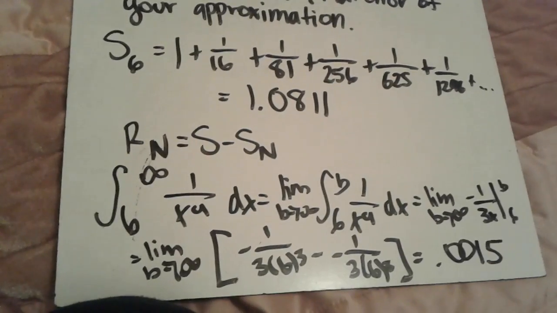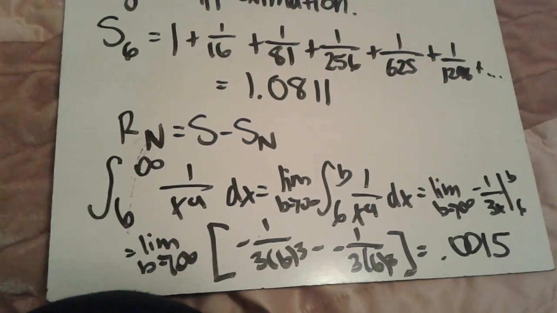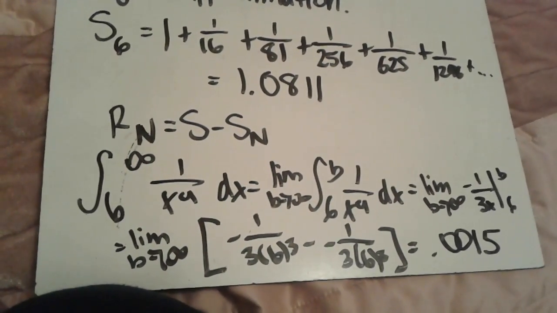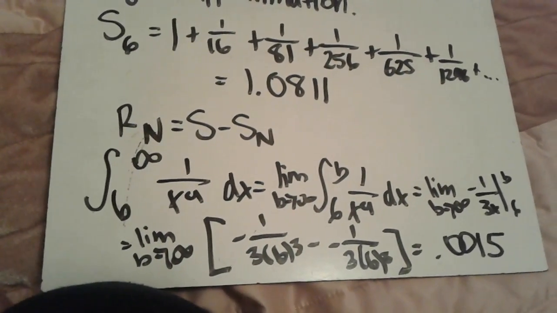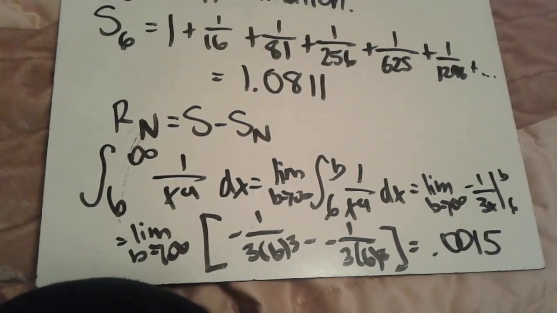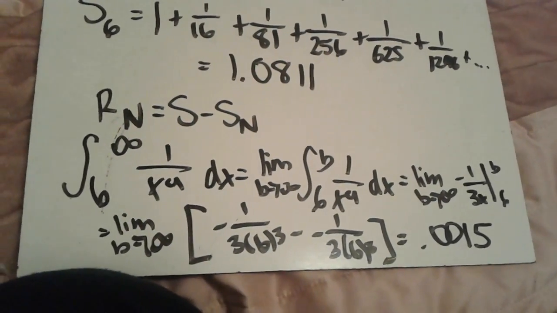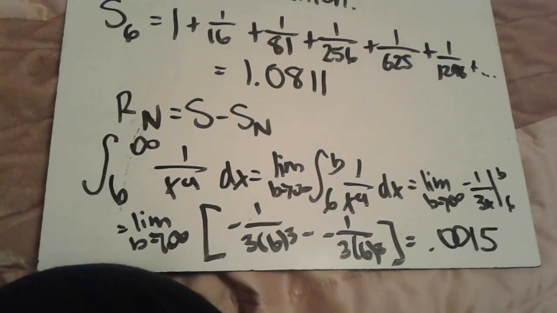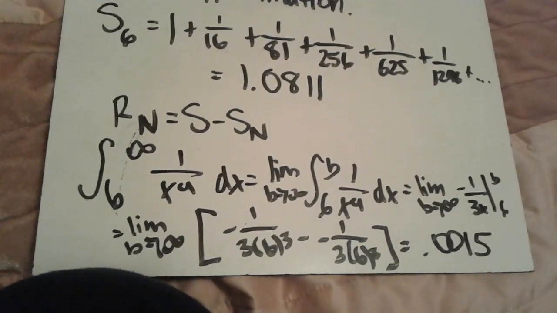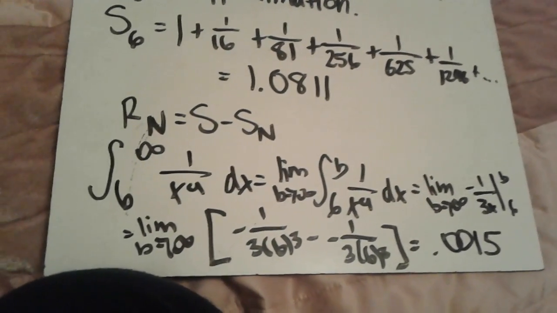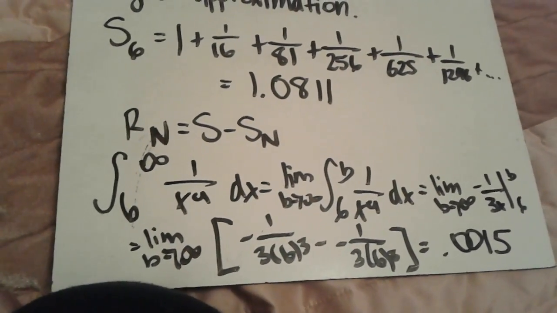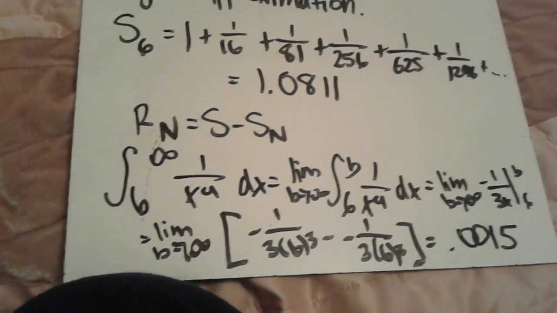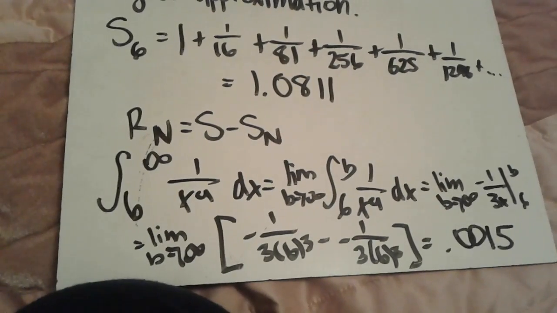But since you don't want to leave it as an improper integral, you would bring it out as a limit. So the limit as b approaches infinity of the integral from 6 to b of 1 over x to the fourth dx. You'd make that the limit as b approaches infinity of negative 1 over 3x cubed, from 6 to b. Then you would plug in the b going first, because that's a higher number.